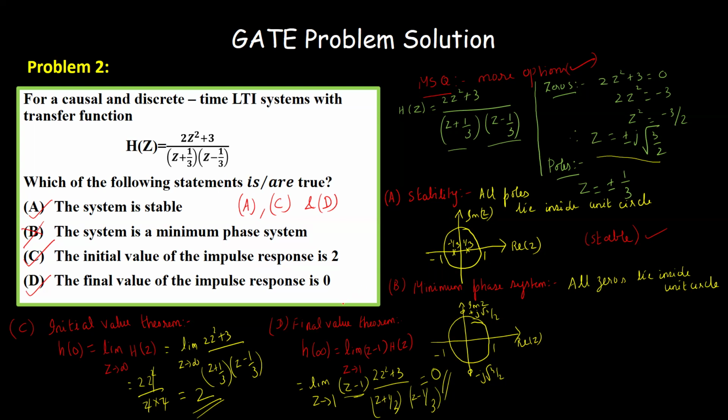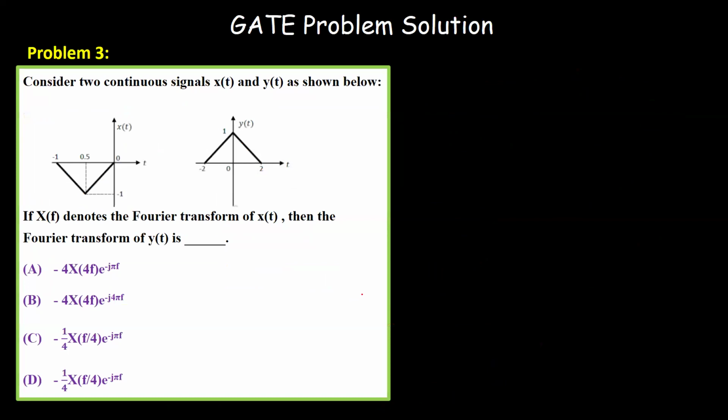Okay. Let me move to the next problem. This problem is taken from the Fourier Transform. Consider two continuous signals x of t and y of t as shown below. So here one x of t waveform is given and y of t waveform is given. If X of f denotes the Fourier transform of x of t, then the Fourier transform of y of t is. So we need to find the Fourier transform of y of t. So here X of f denotes the Fourier transform of x of t means Fourier transform of y of t can be represented as Y of f.